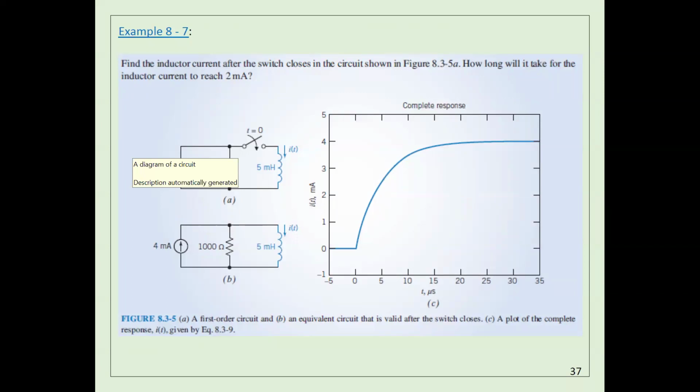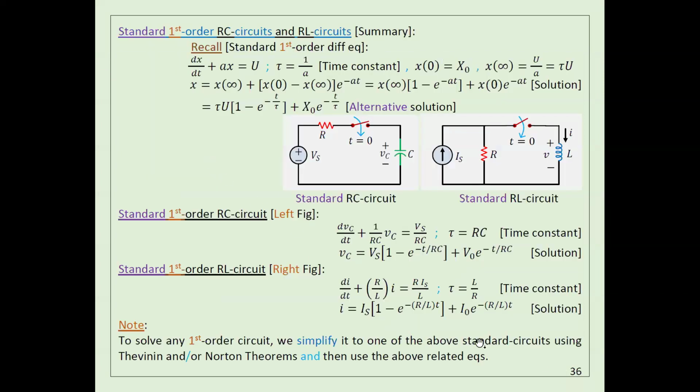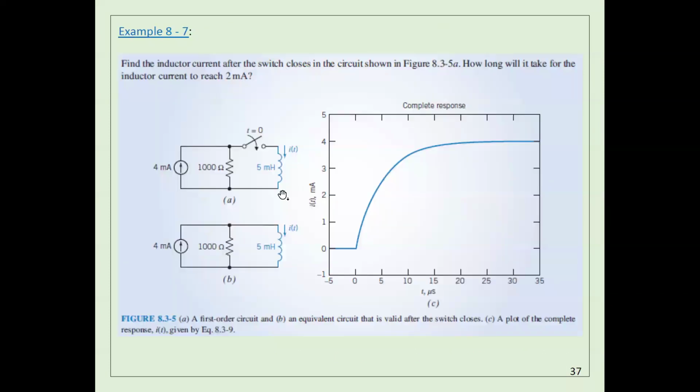Just to be able to calculate the initial current, because to use the formula, I need to calculate the initial current. So when this one was open for a long time, what was the current here? It was 0, because the inductor is not connected. So there is no current. That means when you use this formula, I naught is equal to 0. I will give you another example where I naught is not 0, but for this specific example, I naught is equal to 0.